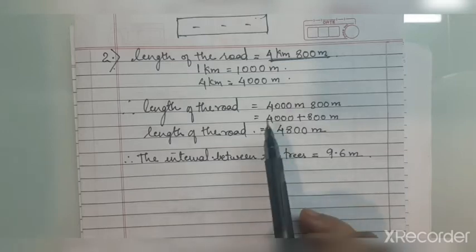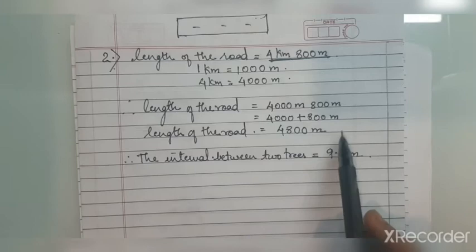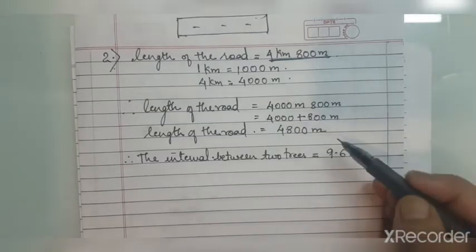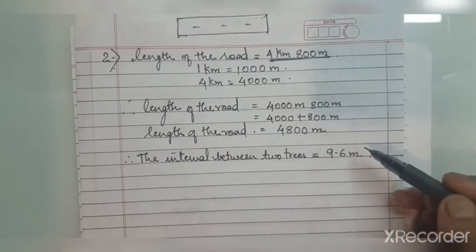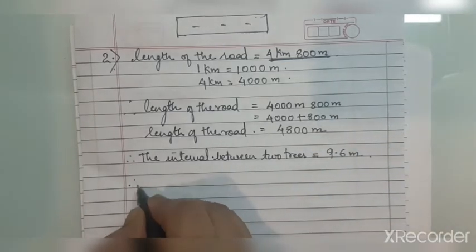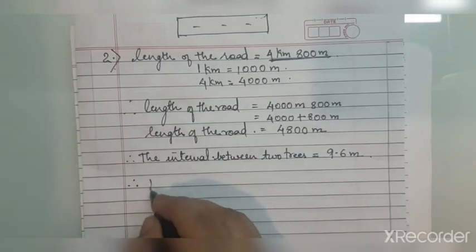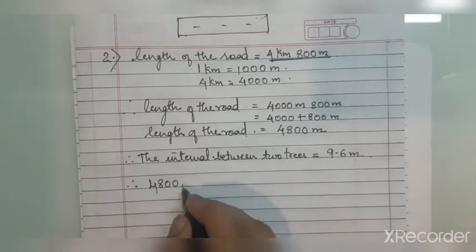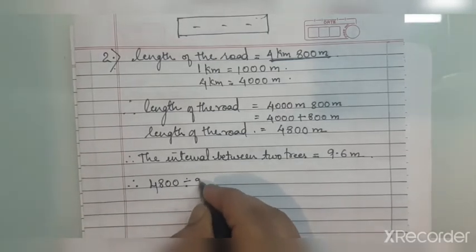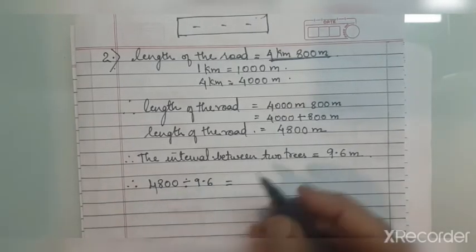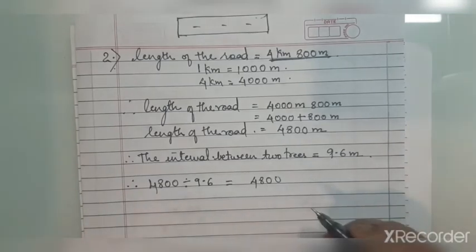So even here, if the road length is 4800, okay, and at 9.6 meters of interval we have to plant trees, so in order to find how many trees can be planted, we have to divide. So here, therefore, what we'll write is 4,800 divided by 9.6, okay, which is equal to, as we have done earlier, the division.